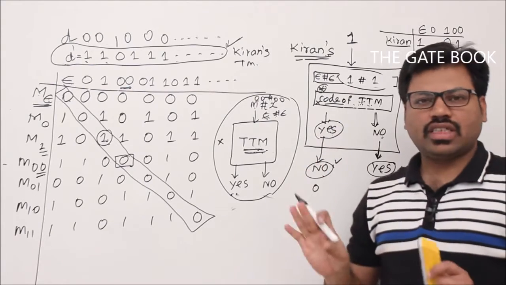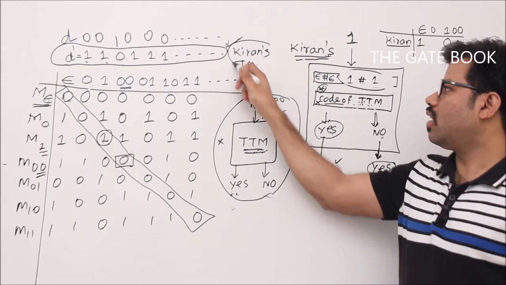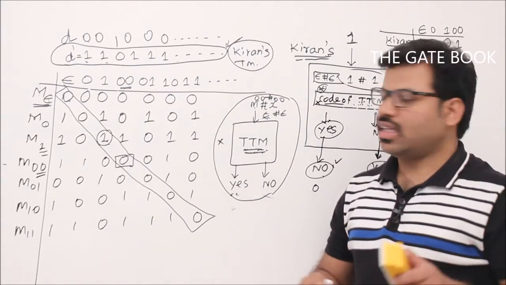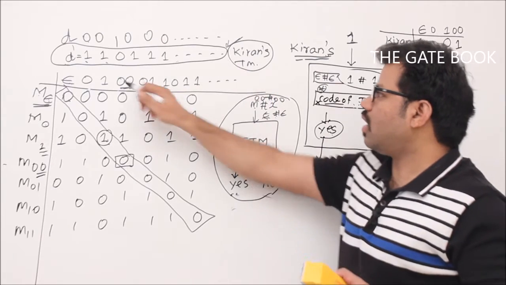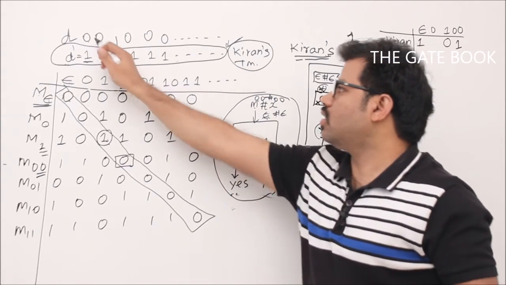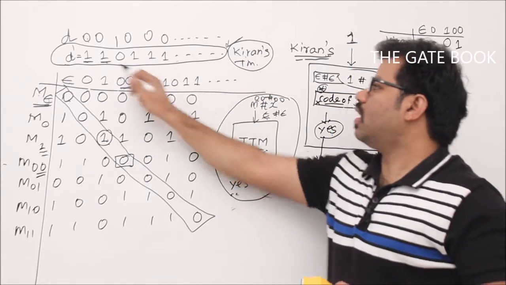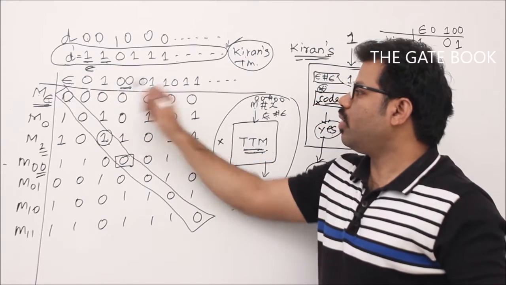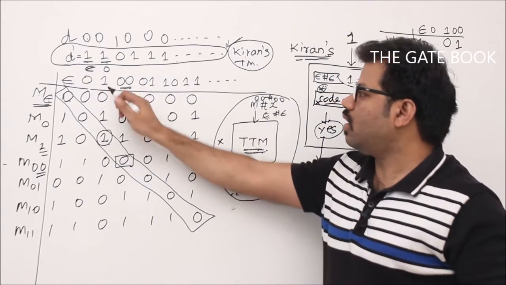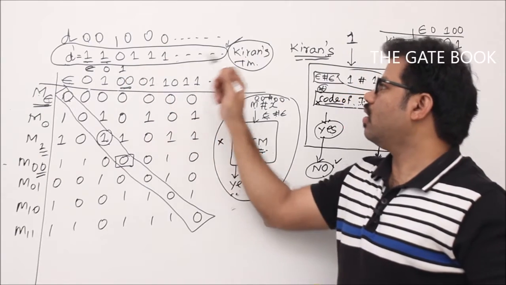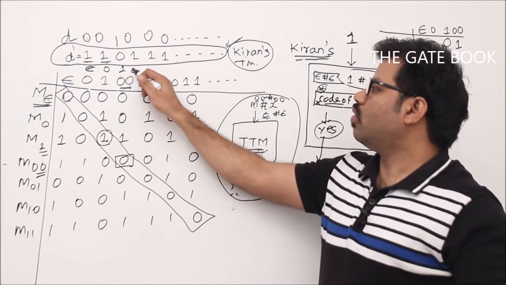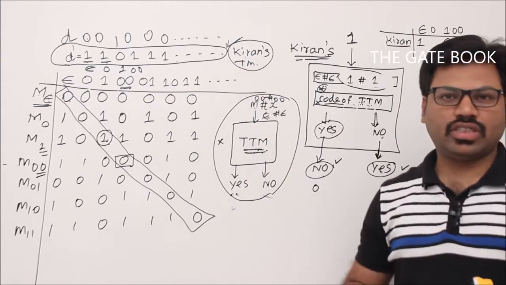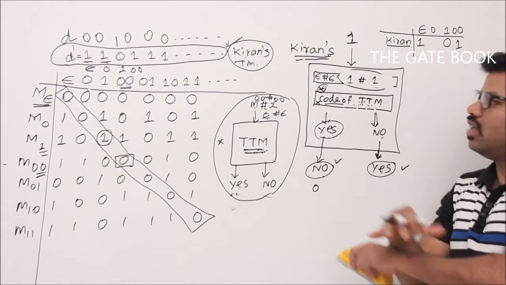Now if you don't remember the construction also, don't worry. There is a Turing machine called Kiran's Turing machine. On each and every input, whether it says yes or no, that means whether that Turing machine halts or not, is this one. Kiran's Turing machine on epsilon halts. Kiran's Turing machine on 0 halts. Kiran's Turing machine on the third string, 1, doesn't halt. Kiran's Turing machine on 00 halts, in that way. So this is the summary. This is the behavior of Kiran's Turing machine, and because of this construction it happens.